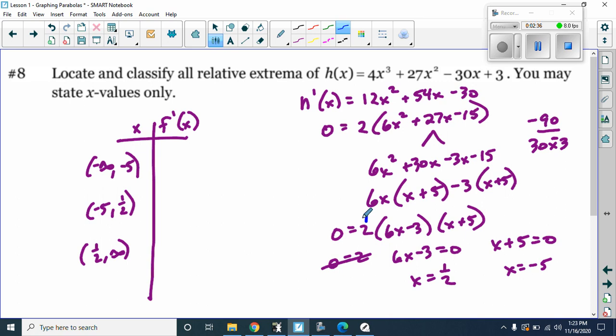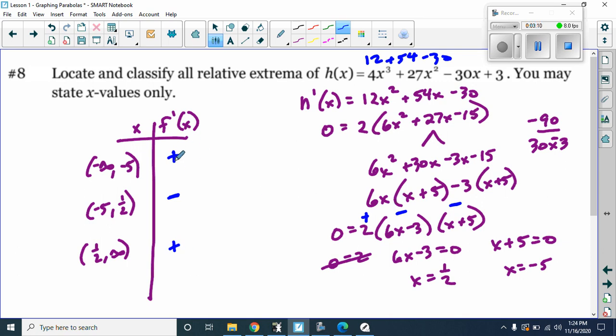So 2 is positive. Negative 36 minus 3 is negative, and negative 6 plus 5 is negative. Negative times negative is positive, times positive. If I plug in 0, 0 is easy enough to plug in up here. 0 plus 0 minus 30 is negative. And 1, you can plug in either place. I'm going to plug in 1 up here. 12 plus 54 minus 30 is a positive number.